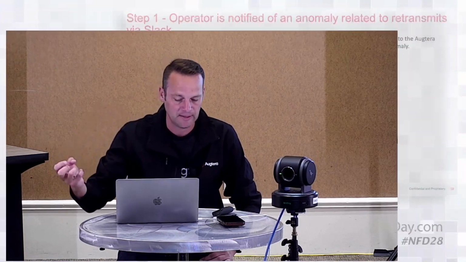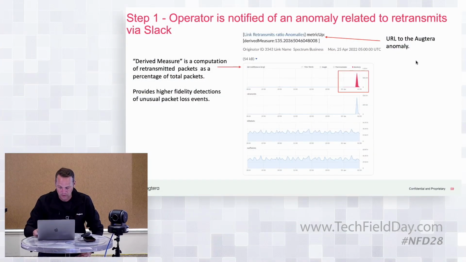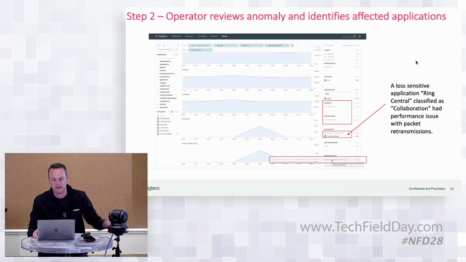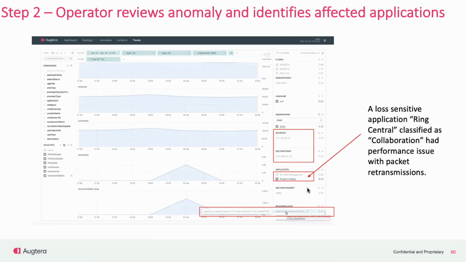So in this example, we do anomaly detection on retransmit ratio, so actually the ratio of retransmits to the packets. And we can detect these as anomalies. The operator gets the anomaly in Slack. They go do the workflow. They go to the analytics view. In this case, what they can actually do is identify the application that's affected.